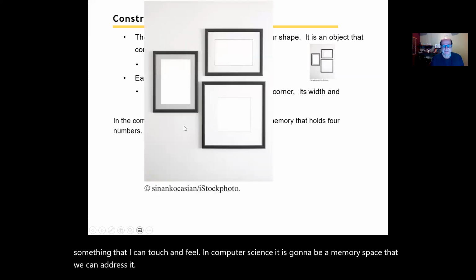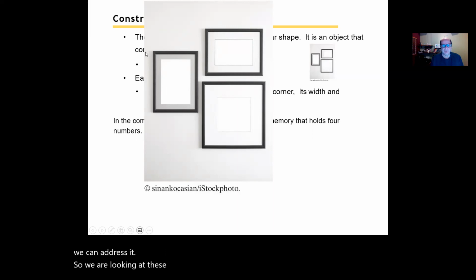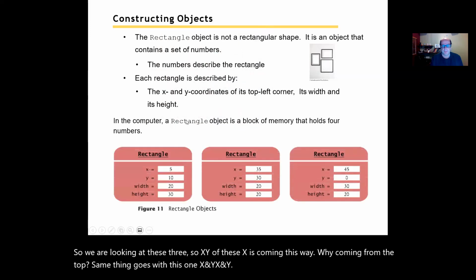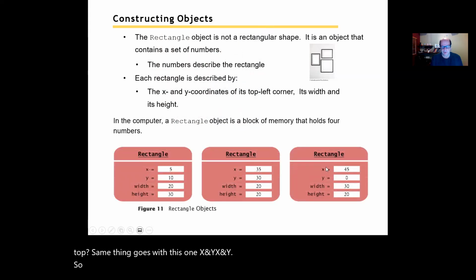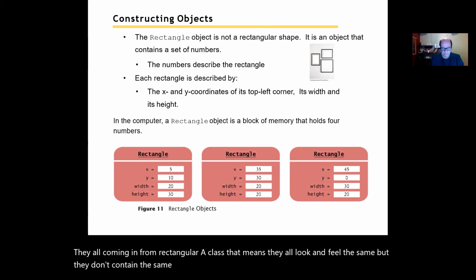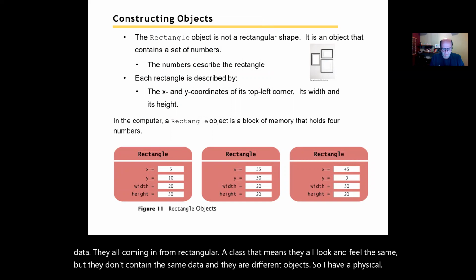So we are looking at these 3. So X, Y of these: the X is coming this way, Y coming from the top. Same thing goes with this one, X and Y, X and Y. So we have 3 different rectangular objects. Each one of them is going to have different data. They're all coming in from the rectangular class. That means they all look and feel the same, but they don't contain the same data, and they are different objects. So I have a physical picture frame, and I have 3 of them.